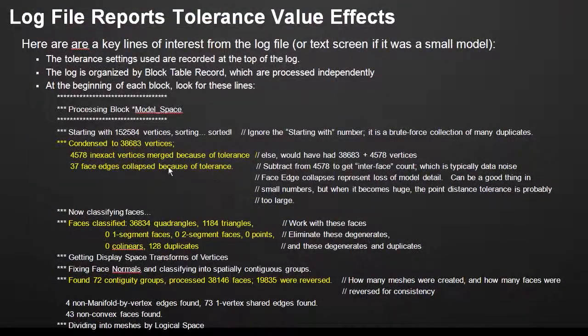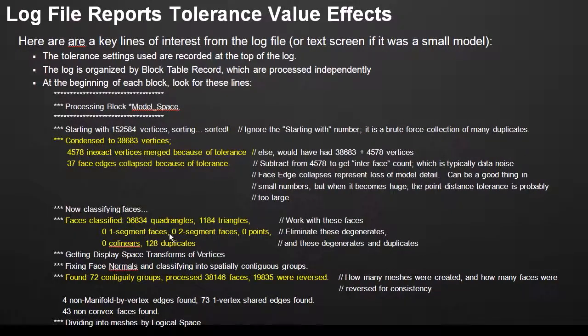The number of points merged due to tolerance and the number of face edges collapsed represents the effect of the point distance tolerance value on the given model. As the tolerance value is increased for a given model, these numbers eventually go up. Also, the count of usable faces and degenerate faces is an interesting set of numbers to keep an eye on, although they can rise when the face edge collapses rise. In this case, we had a lot more duplicates, so there was really just dirty data in there.